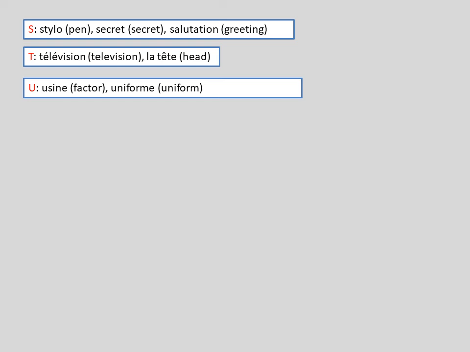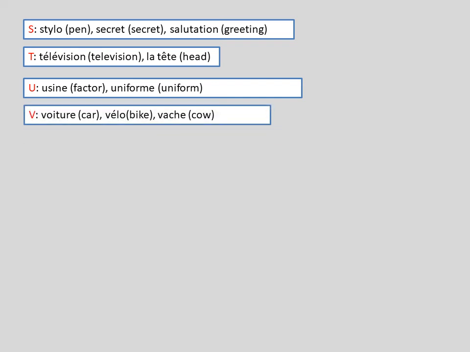Next we have U. Usine, uniforme. Pay attention. This sound also is very difficult for some students. We pronounce U as a combination of E and U. Then try to pronounce U, U, U. Usine, uniforme. Can you repeat? Yes. Let's continue. Next we have V. Voiture, vélo. Okay. Can you repeat? Voiture, vélo.